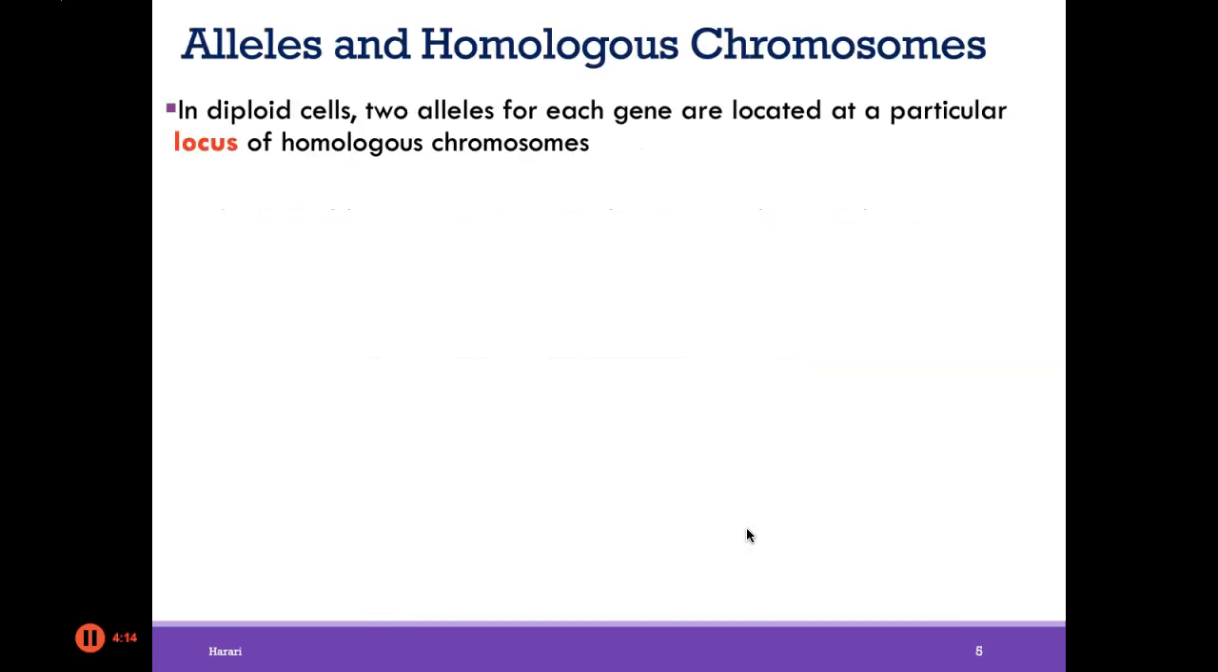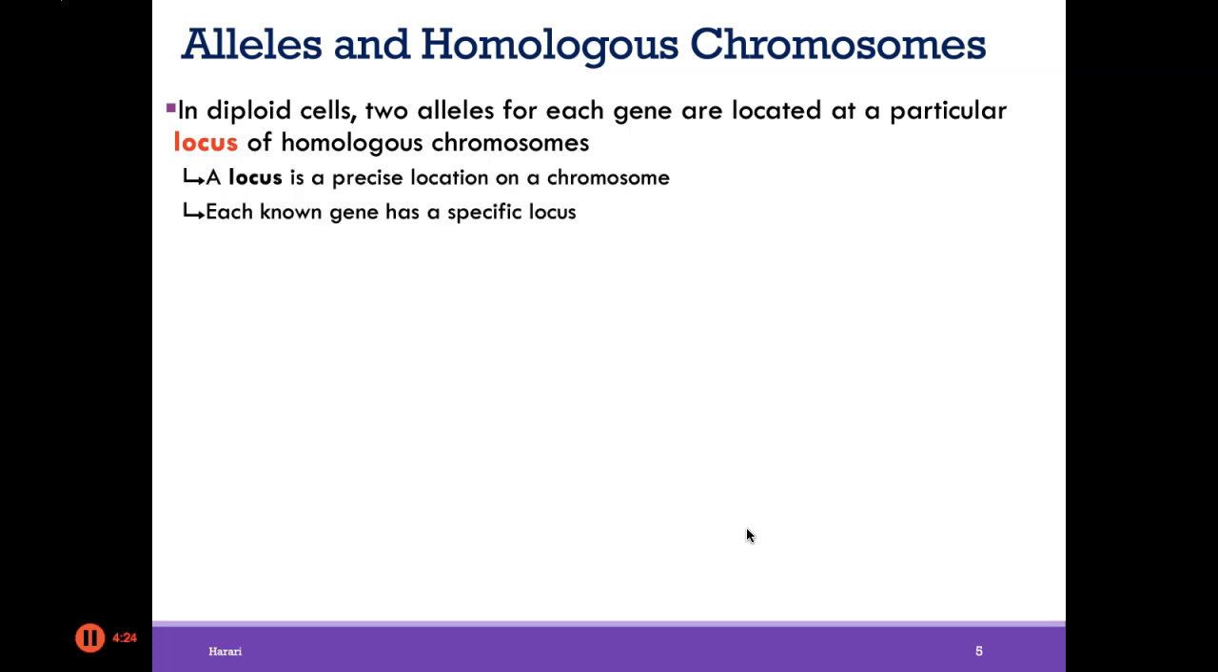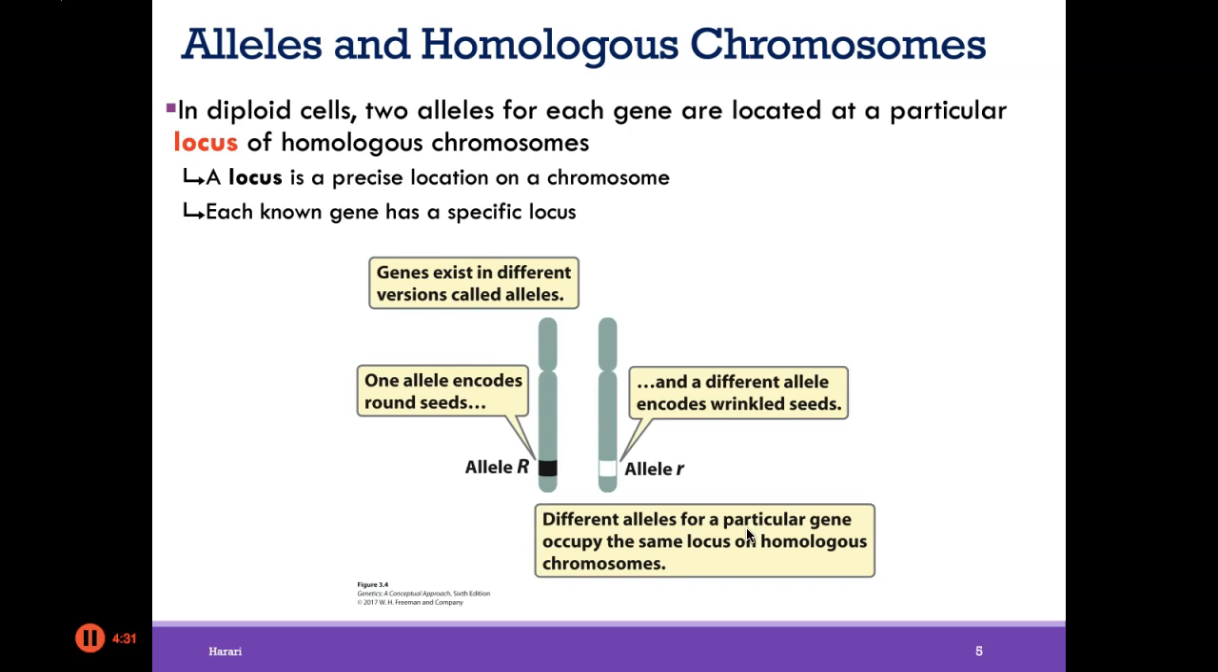So if you remember, in diploid cells, two alleles for each gene are located at a particular locus of homologous chromosomes. A locus is a precise location on a chromosome, and each known gene has a specific locus. So if you recall, in diploid cells, we have two copies of every chromosome, which means we have two sets of every allele, or two copies of every gene. So genes exist in different versions called alleles.